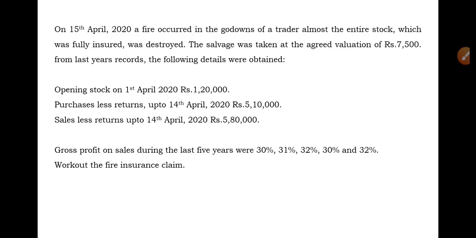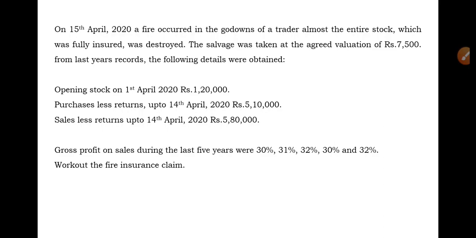And next, work out the fire insurance claim. They asked you to work out the fire insurance claim, which means you have to calculate the claim amount which can be lodged with the insurance company. Okay, so this is what the question is. Hope you understand the question. Very simple. The date of fire is given and related information is given, salvage is given, and past 5 years gross profit ratio is given. So by using this information, we have to find out the fire insurance claim amount.